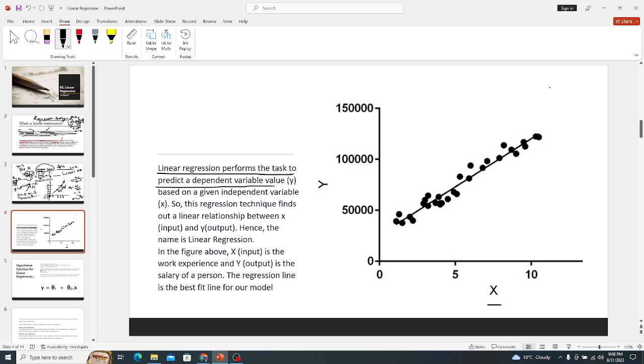a dependent variable value y, based on a given independent variable. Linear regression performs the task to predict, of course, the dependent variable, which is our y, given the independent variable, what? X. So this technique tries to find a linear relationship between what? Between X, which is our input, and Y, which is our output. Hence the name linear regression. Why? Because we have a linear relationship between the two variables.